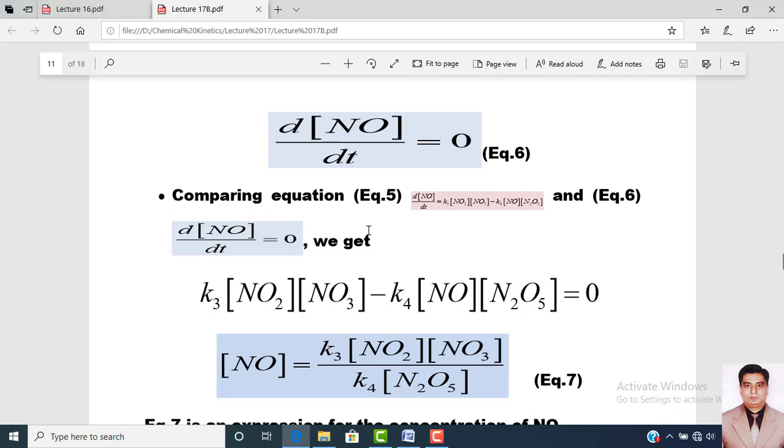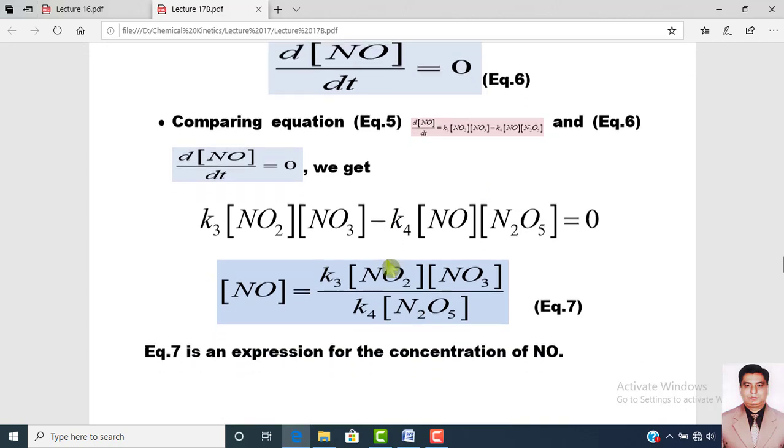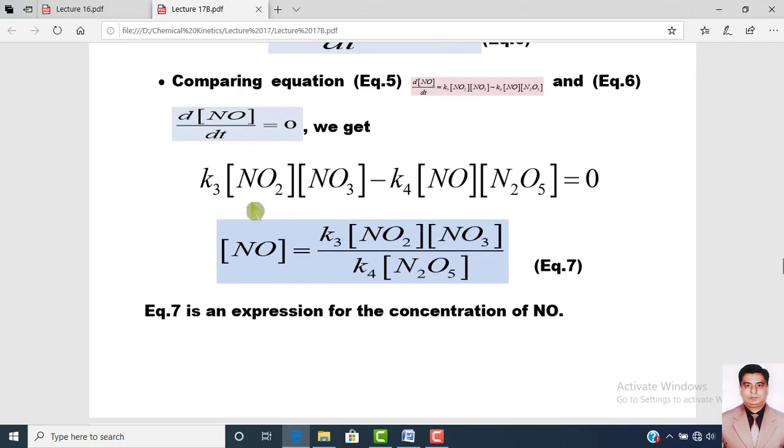So if we compare equation number 5 with equation number 6, then we can say that K3 NO2 into NO3 minus K4 NO N2O5 will be equal to 0, and this 0 has been obtained by applying the steady state approximation and comparing equation number 5 with equation number 6.